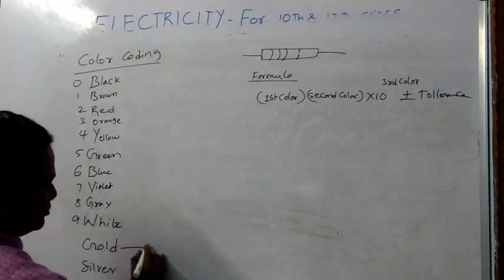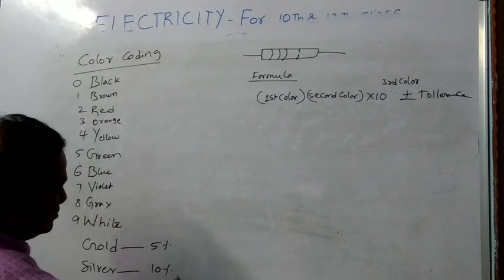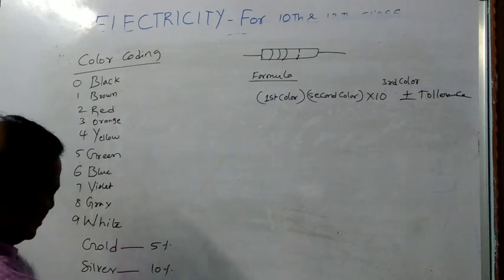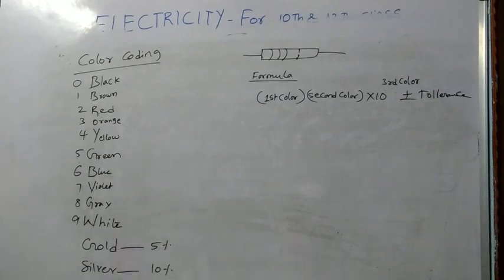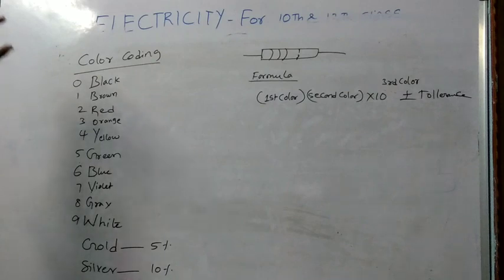Gold means 5% tolerance. Silver means 10%. If no color is given, that means 20%. This is about the tolerance. This is the formula for determining the color coding.